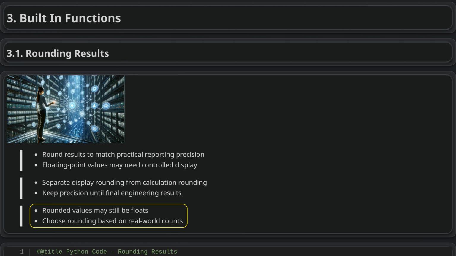Rounding a number does not always make it behave like a whole number, especially if it remains a floating point value. When a result represents a count, such as trucks or materials, it may need both the right numeric type and the right rounding direction. Choose rounding methods based on the practical context, so calculations stay reliable and meaningful.